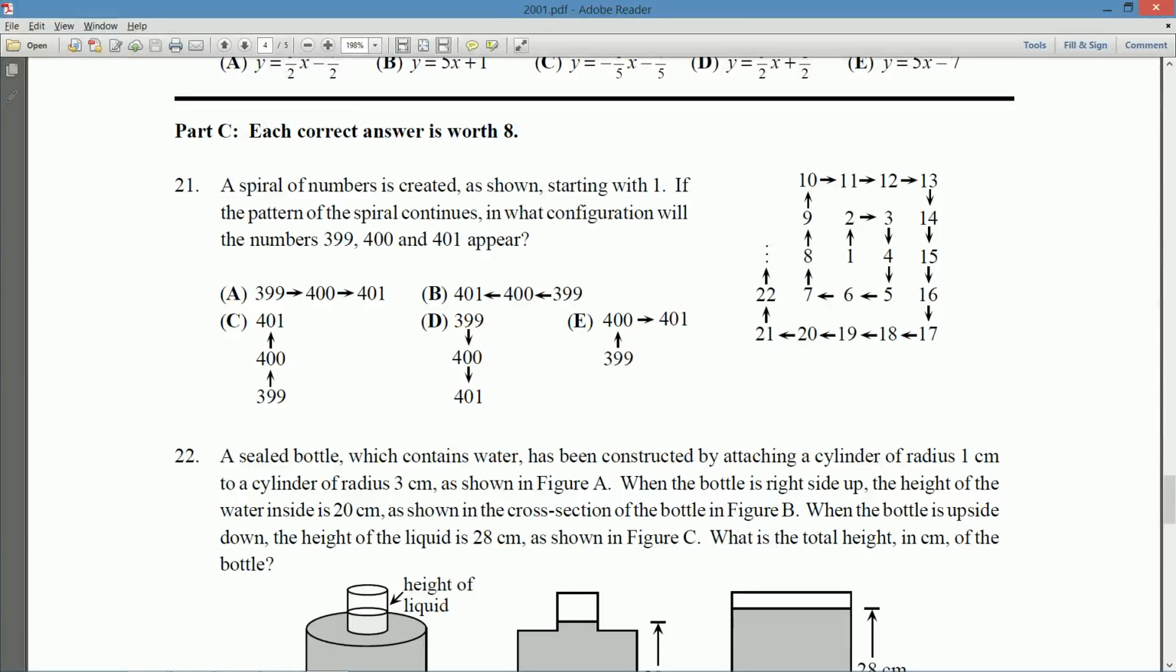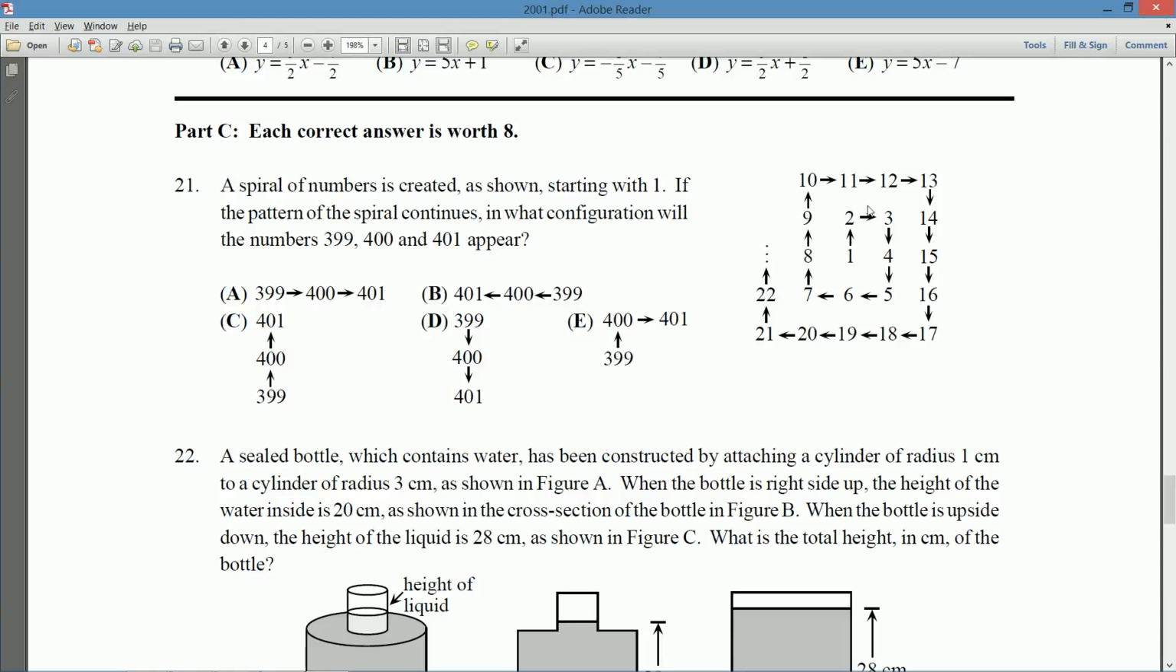Question number 21. A spiral of numbers is created, as shown, starting with 1. If the pattern of the spiral continues, in what configuration will the numbers 399, 400, and 401 appear? Okay, so let's take a look at our spiral. We have 1, and then we go up to 2, then over to 3, then 4, 5, 6, 7. So we have this spiral where we're tracing out boxes, rectangles, squares even.